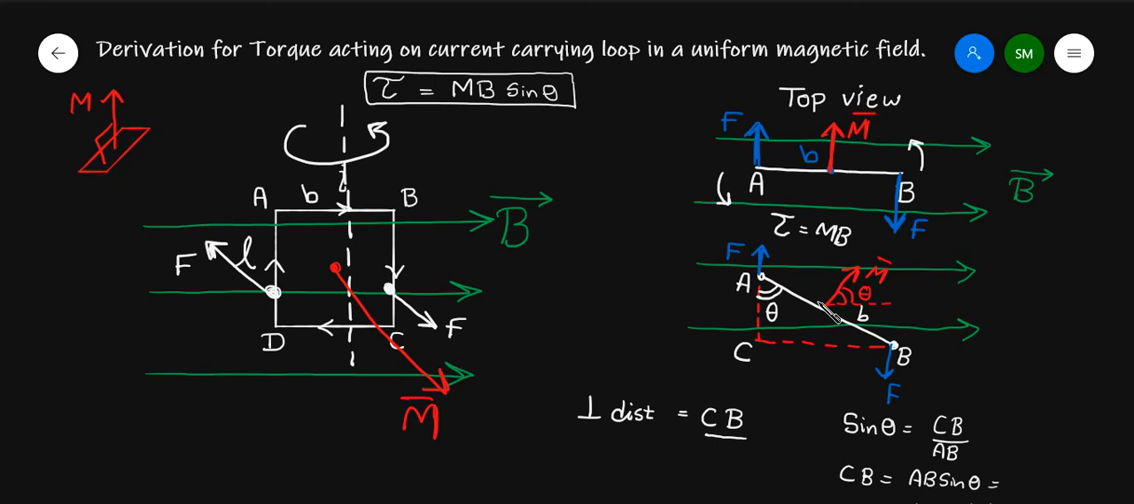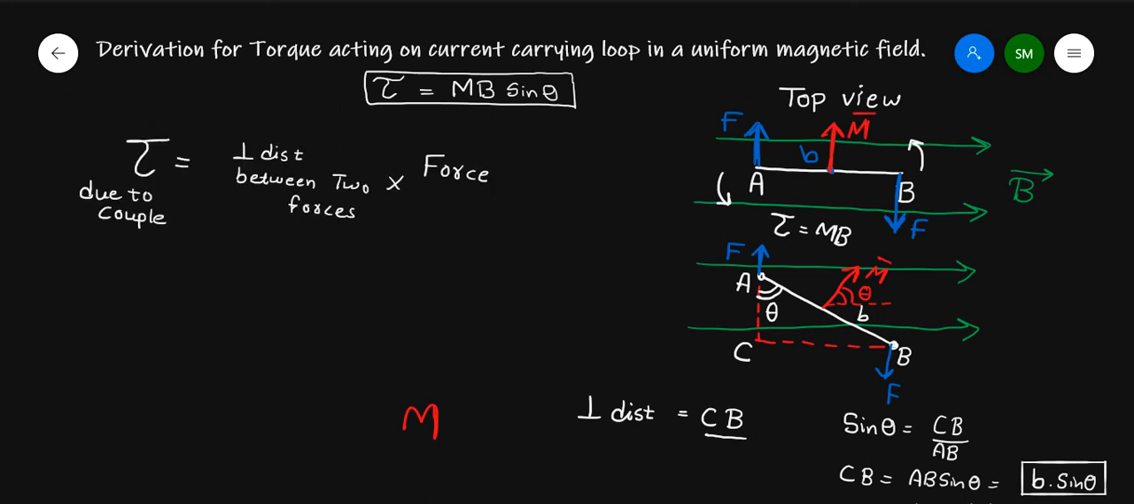And how much is AB? AB is equal to small b. So this is the value of CB that I got. Now we want to find torque, so let's calculate torque now. Here is the formula: torque produced by the couple of forces is equal to one of the forces into the perpendicular distance between the two forces.